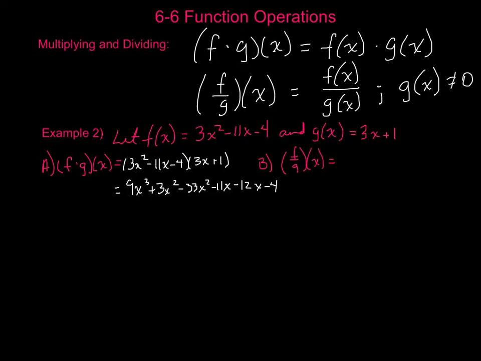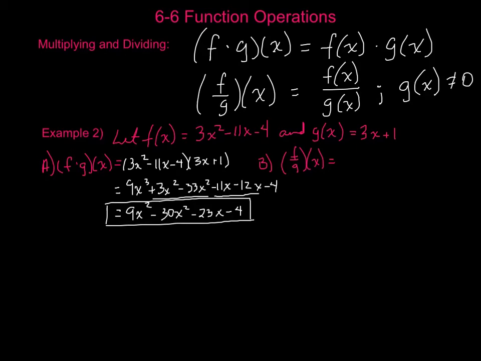So again, it's just a matter of combining like terms. 9x cubed does not have any. We've got some x squareds here, so negative 30x squared. We've got some x's, so we'll get negative 23x minus 4. Final answer.